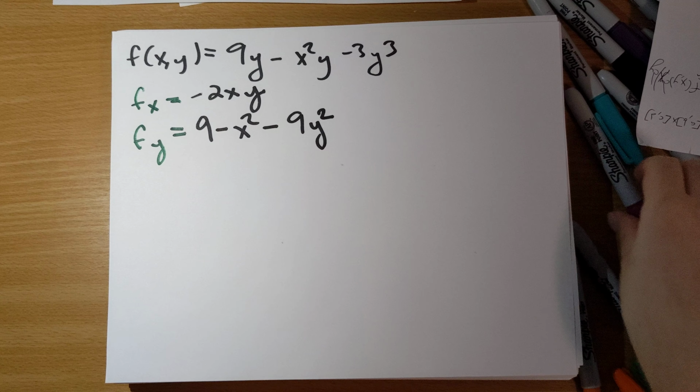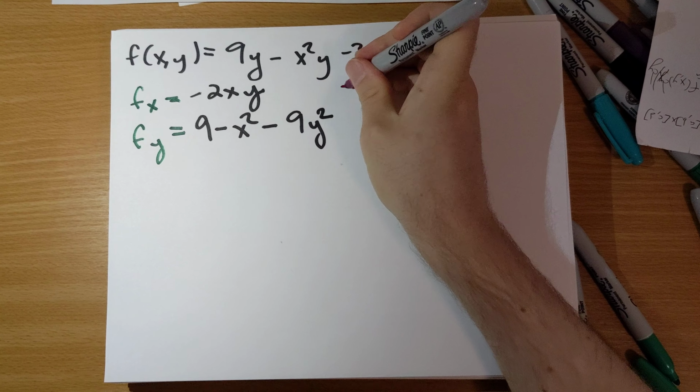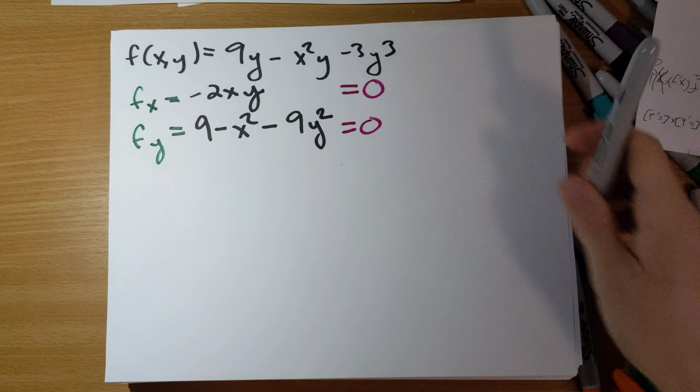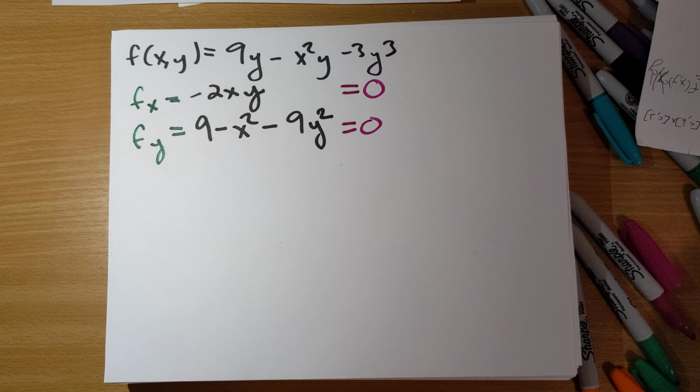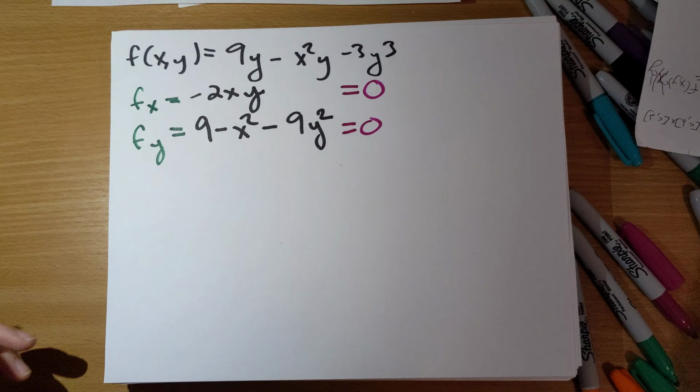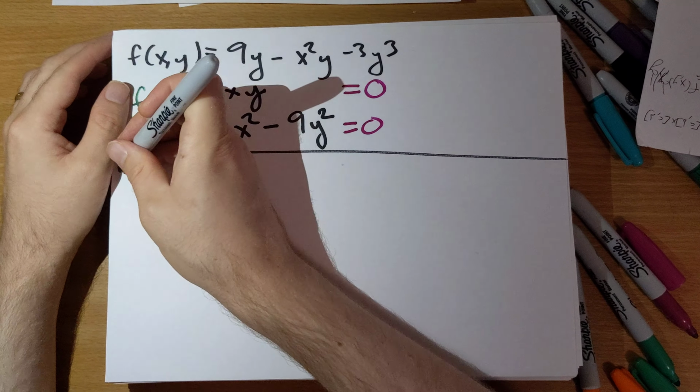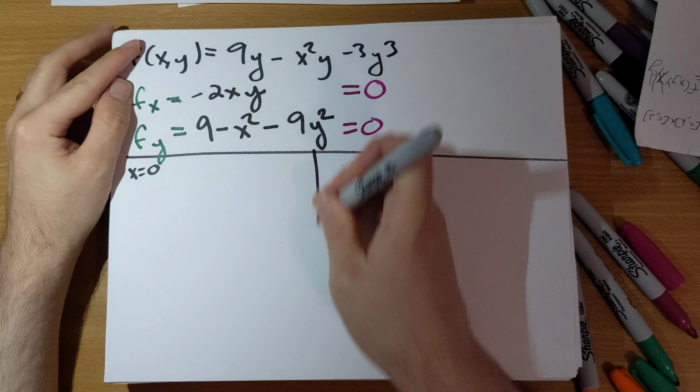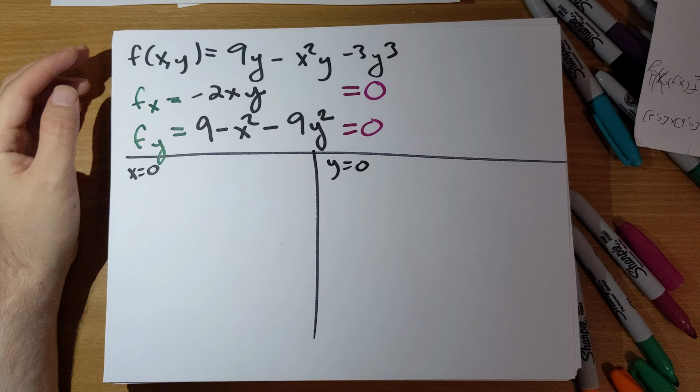Okay, so what does this show us? We need both of these to equal 0. From the first equation, negative 2xy is equal to 0, we see that we have two cases. x is equal to 0 and y is equal to 0.